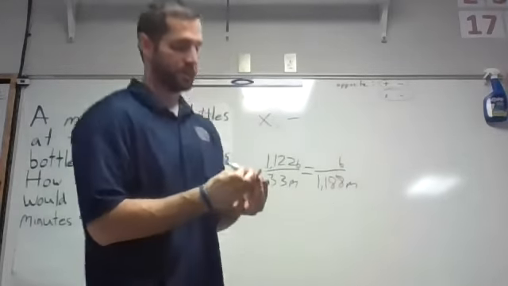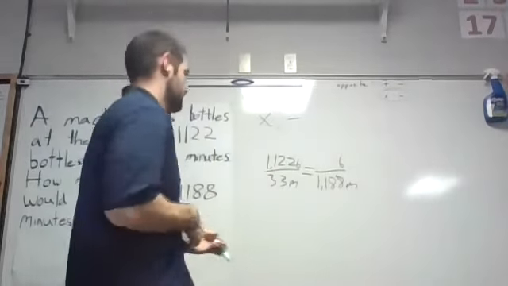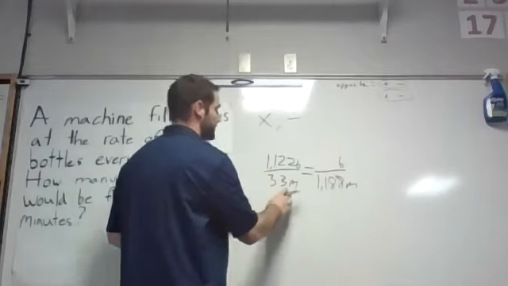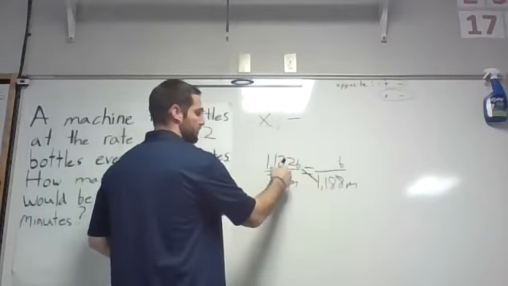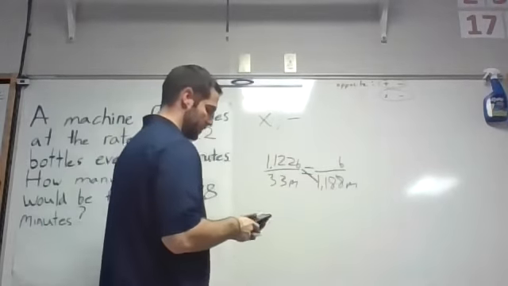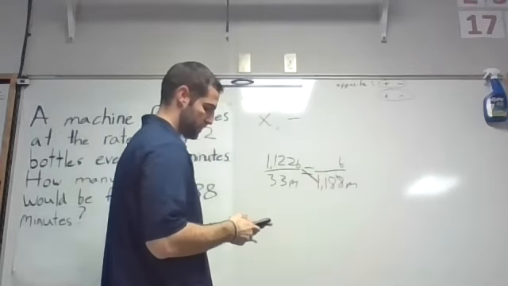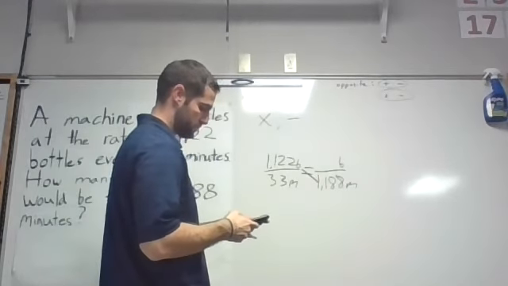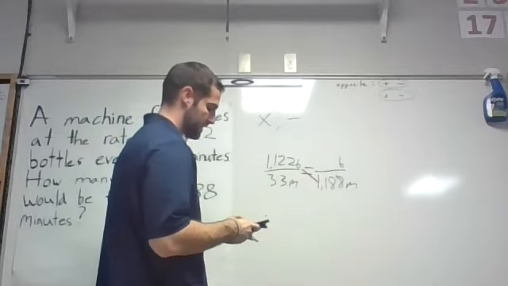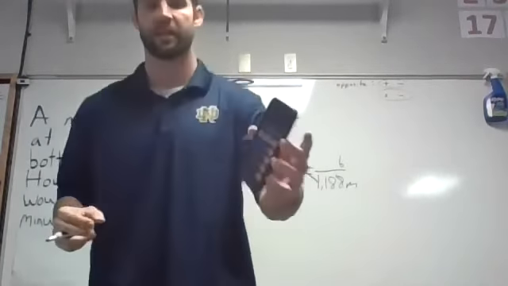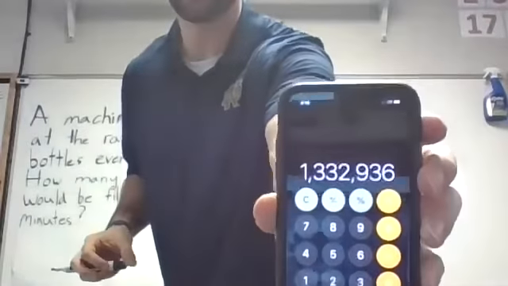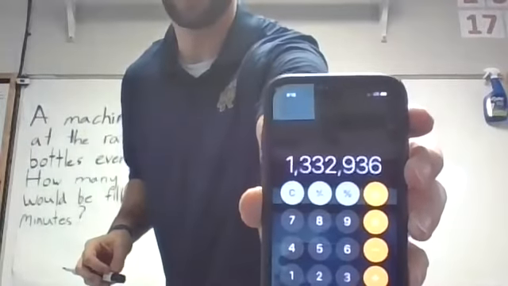You're gonna take your calculator, and with equivalent fractions, you're gonna multiply and use diagonal multiplication. You multiply 1,122 times 1,188, and you're going to get a big number, which I wish was my salary, 1,332,936.